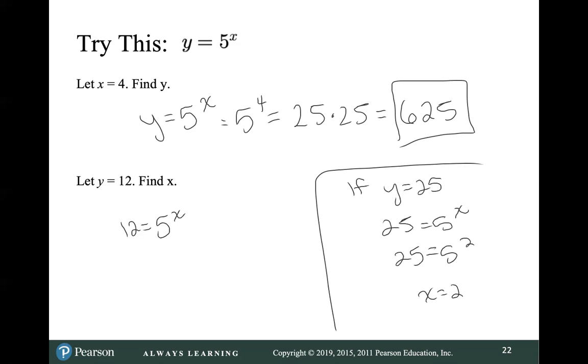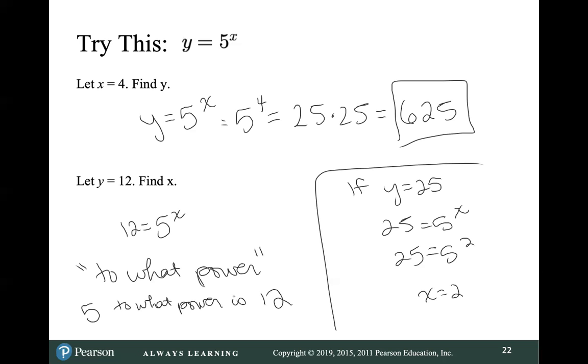And that's where logarithms come in. We have to be able to ask, to what power? Right? I want to solve for the power. And so that's the key question for logarithms. I can say 5 to what power is 12? And the answer is not going to be an integer. Okay, and that's how we can solve questions with logarithms. So let's take a look at logarithms.